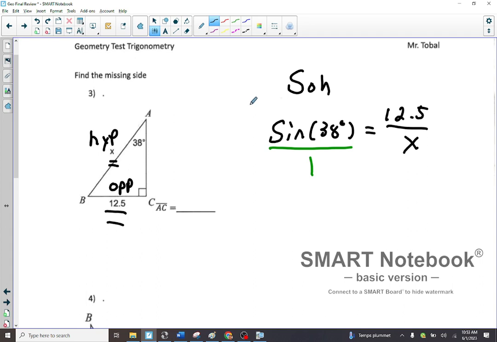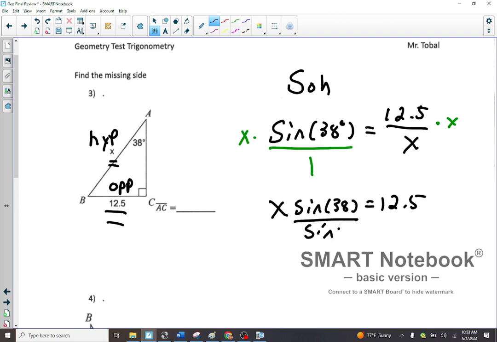So in this case, what I could do is cross multiply. Divide by 1. I'm just putting it over 1 as a fraction. So I'm going to multiply both sides by x. So I get x sine 38 equals 12.5. Then I'm going to divide sine 38 on both sides.